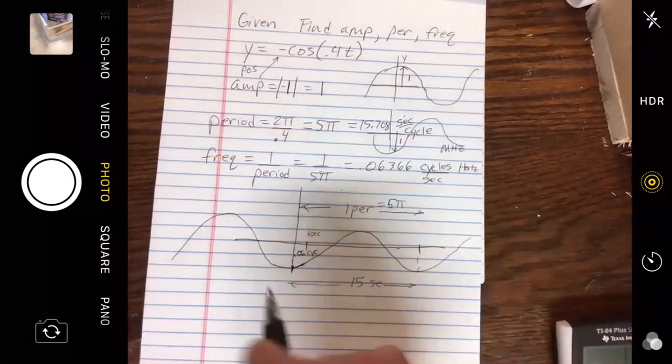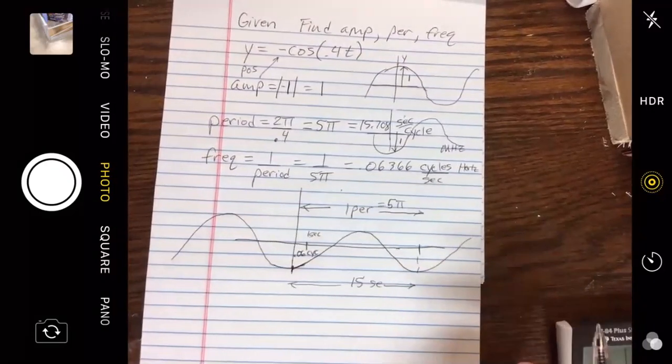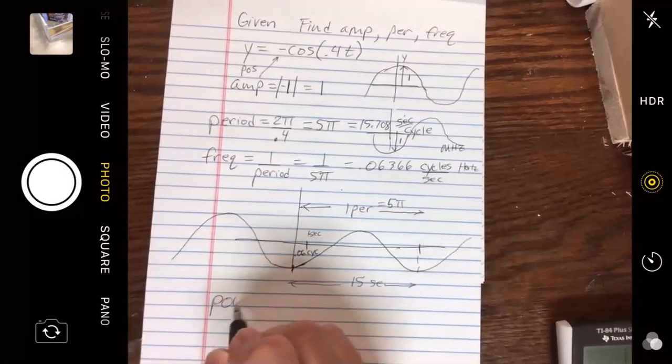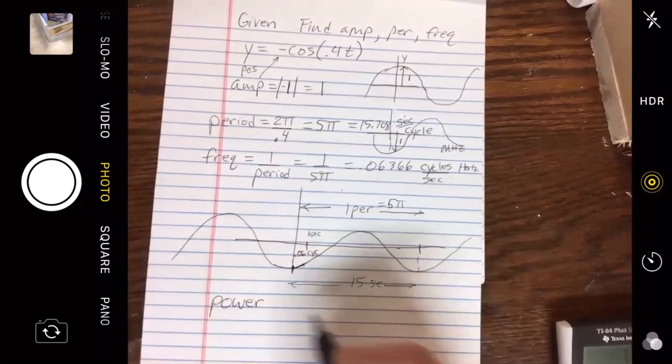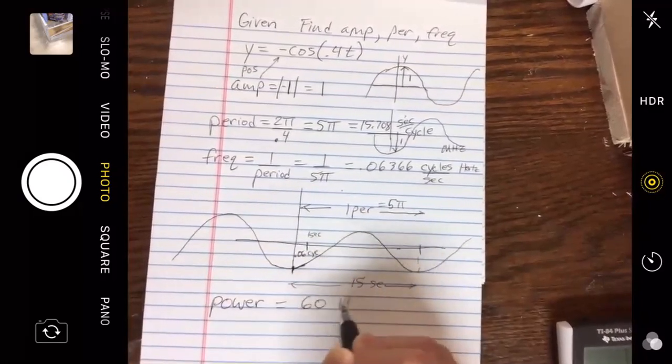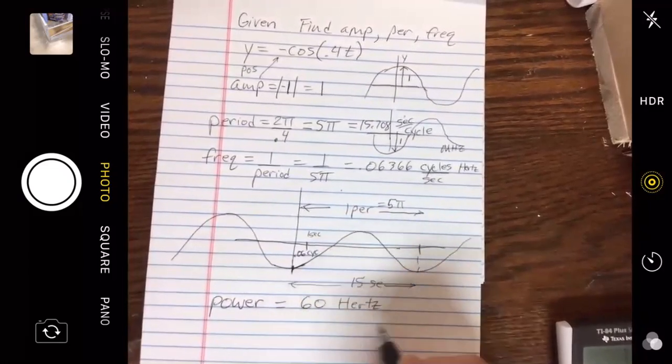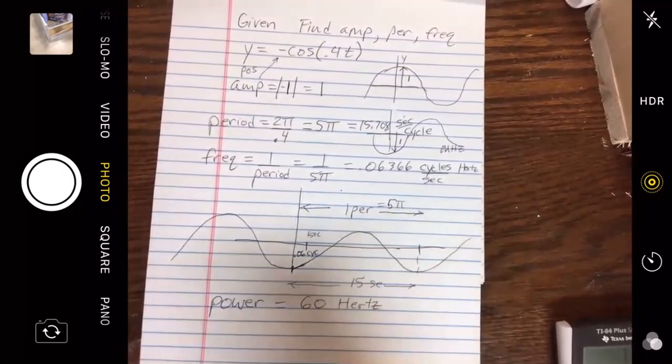Your power out of your outlet that powers everything is probably way more than you wanted to know. But when you plug something in the wall, that's 60 hertz, which means it's going up and down 60 times in 1 second. Oh, okay.